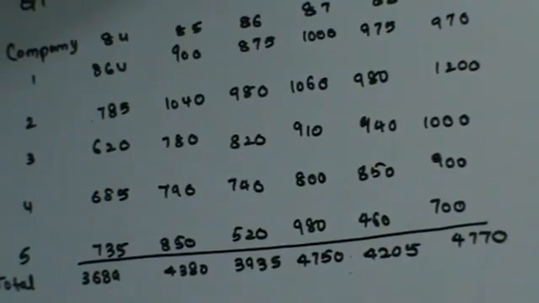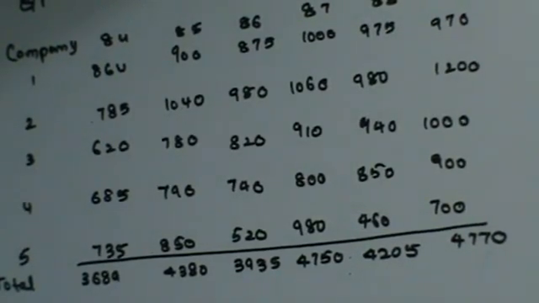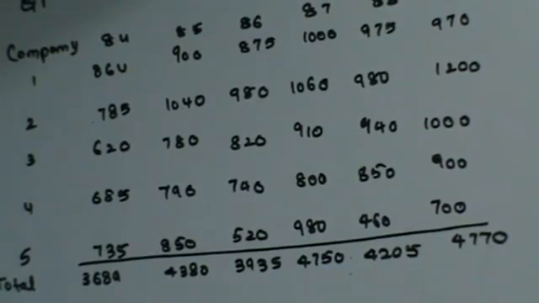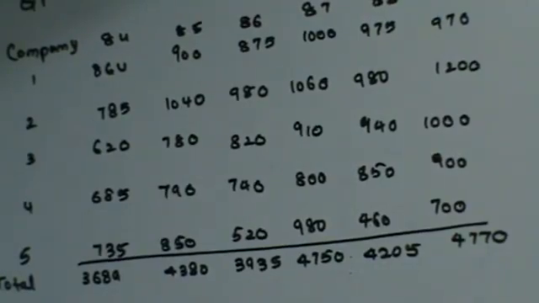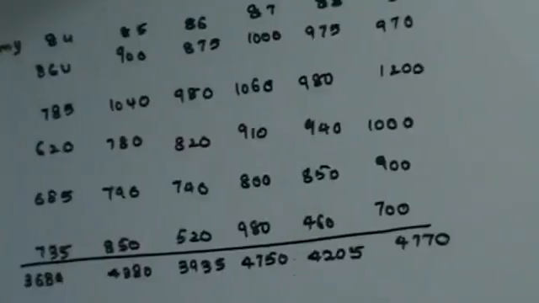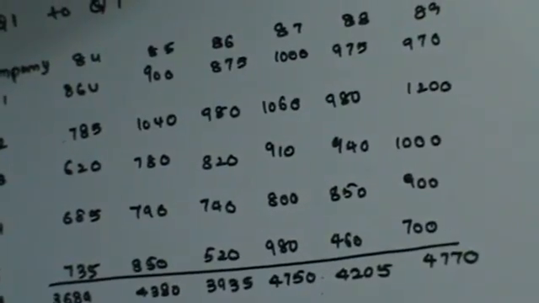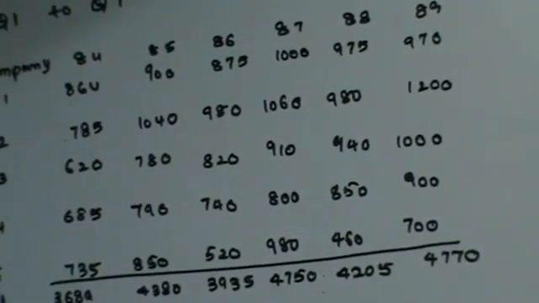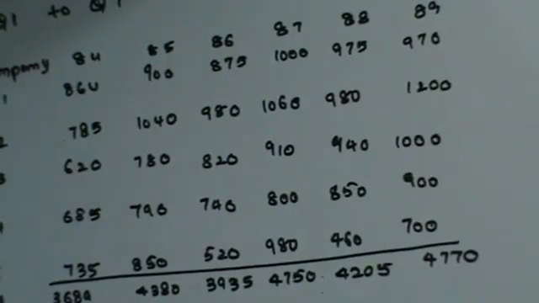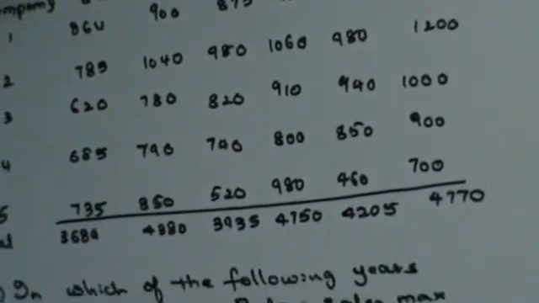1987. Now in 1987, maximum sales is 1060, minimum sales is 800. So that's going to be 260. And in 1988, maximum sales is 980 and minimum sales is 460. That is 520. So the maximum difference is in the year 88. Right?